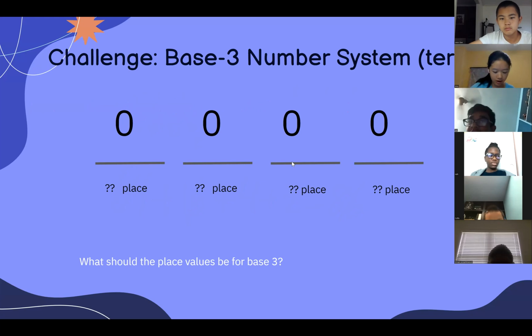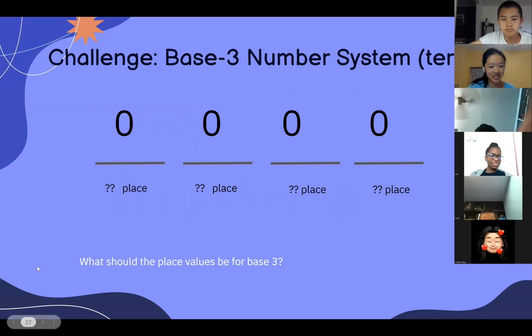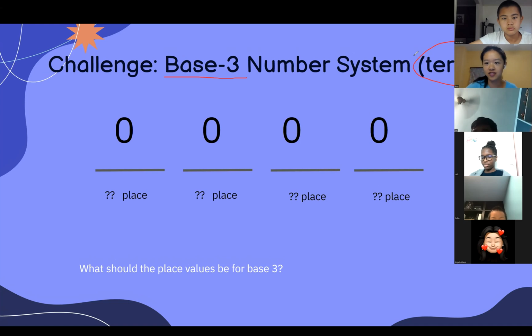Okay, Ruth, you got this too. Oh, wait, sorry, that's Angela, sorry. Okay, so now that you know about the base 2 system, the binary system, now we're going to talk about the base 3 number system, which is also known as the ternary system. So basically, what should the place values be for base 3?